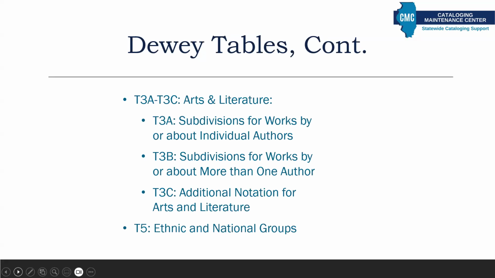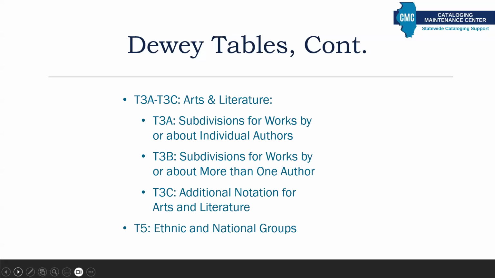T3B. T3B allows for you to create a subdivision for works by or about more than one author. T3B allows for you to consider collections and collections of specific forms as found originally in T3A. The T3B does let you know that this table is limited to literatures of specific languages. To note, you can also add authors in a collection that write in the same language, but from different parts of the world. But it takes a little more work to build this.